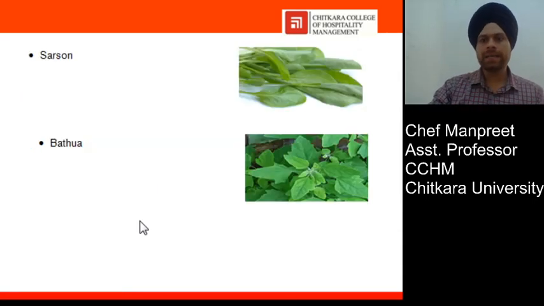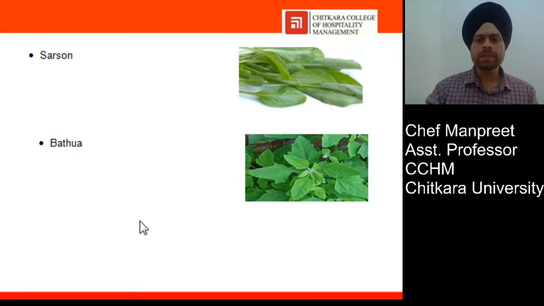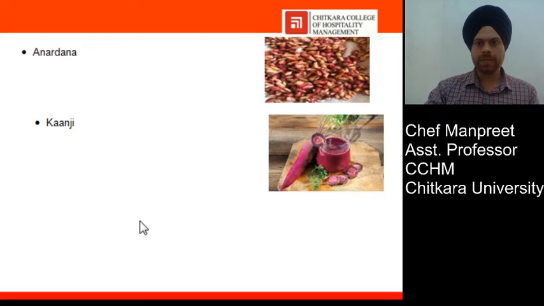So, as far as the ingredients in Punjabi cuisine are concerned, these are the ingredients which are used: mustard seeds and mustard leaves, that is sarson. Sarson leaves are known as sarson ka saag, which is very famous all around Punjab. Bathua is an amaranth leaf, which is prepared along with the sarson ka saag. Anardana is also known as pomegranate seed, and it adds tanginess and very good flavor to the dishes.